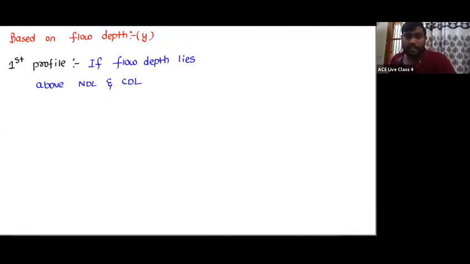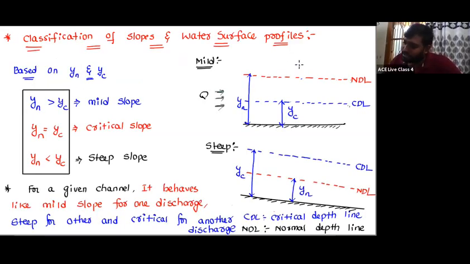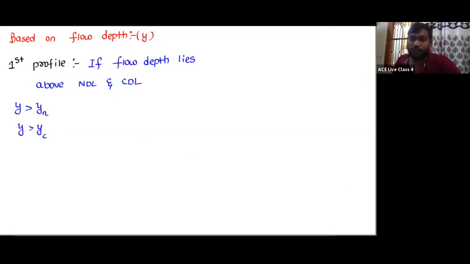So in the first profile, the flow depth is greater than Yn, and the flow depth is greater than Yc, because the Y value is going to be above Yn and Yc. Yes or no? Above Yn and Yc. So whether you take a steep or a mild, if I say flow depth here, this is more than Yn and more than Yc. Now, whenever the flow is in the first profile, we are talking about the water surface profiles, right?